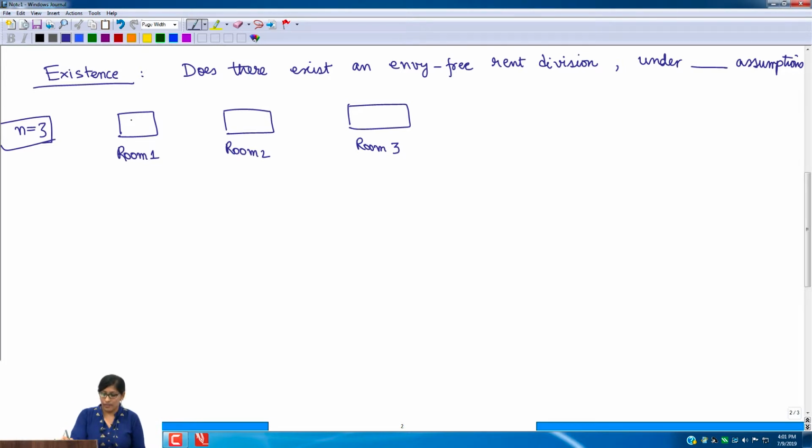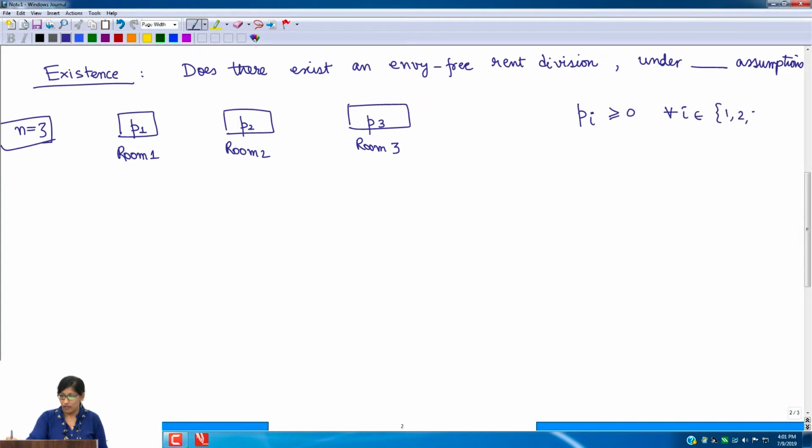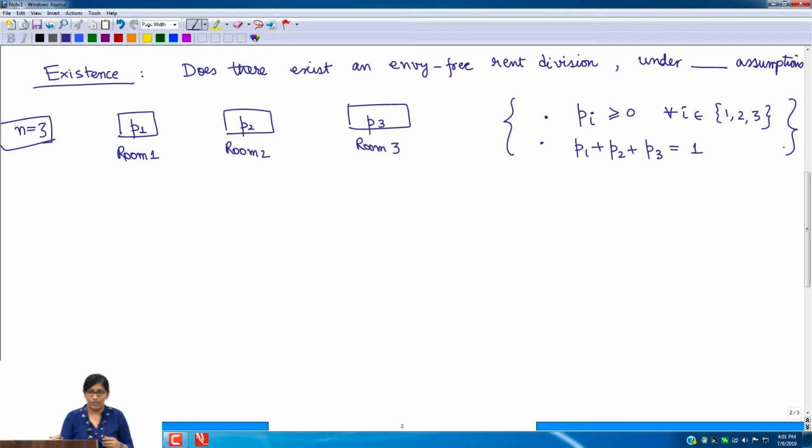and let's say the price for room 1 is P1, this is P2, and this is P3, and we want all these Pi's to be greater than or equal to 0 for all i in 1, 2, 3. Also, which circles back to the total rent condition, I do want the total rent to sum up to 1. This is what I want.